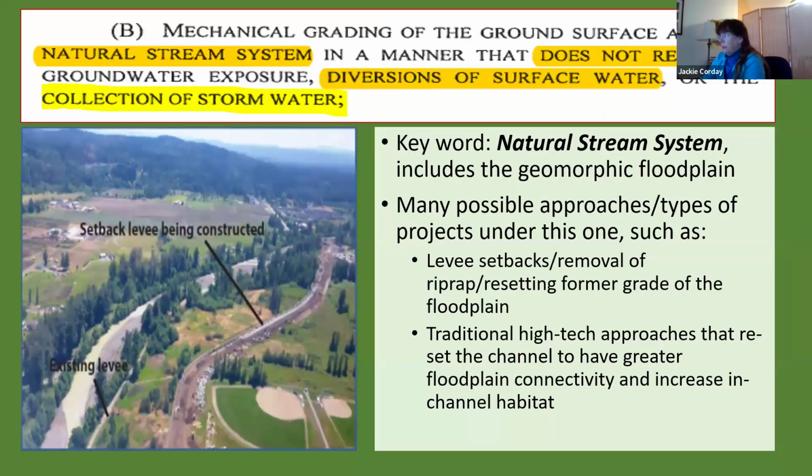Okay, I'm going to go through these next ones fairly quick. I don't know how many people are on the call tonight that do the higher tech stream restoration or are involved in it with the big equipment, but there is a category specifically for that, and it's very important. It allows mechanical grading of the ground surface along a natural stream system. So again, you're talking about the whole geomorphic floodplain in a manner that does not result in 3 criteria. Can't result in groundwater exposure, can't result in a diversion of surface water, or the collection of stormwater. So those are your 3 criteria.